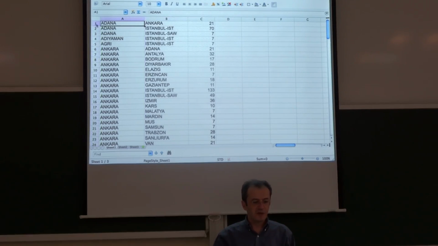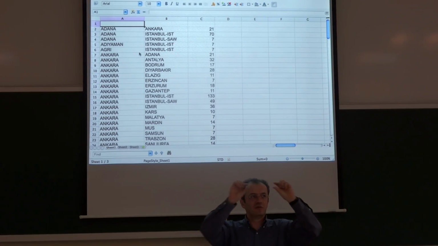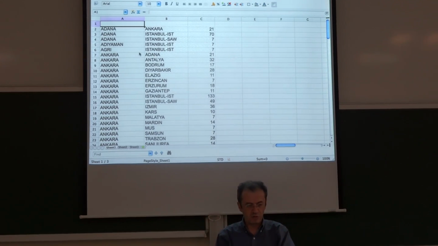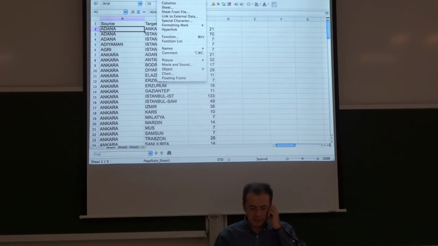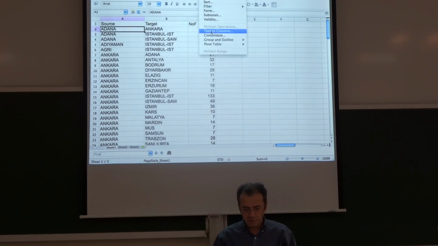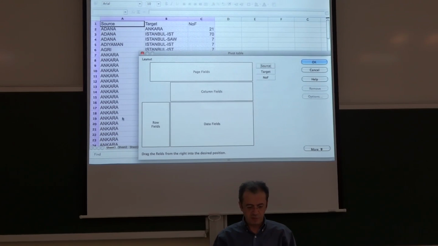So let's do it. What I do is first of all insert one row, because the pivot table asks for a header row explaining what the columns are. This is the source column, this is the target column, and this is the number of flights column. So you would remember that we did this. Pivot table, you can find it also in Excel. And we did, for example, this.